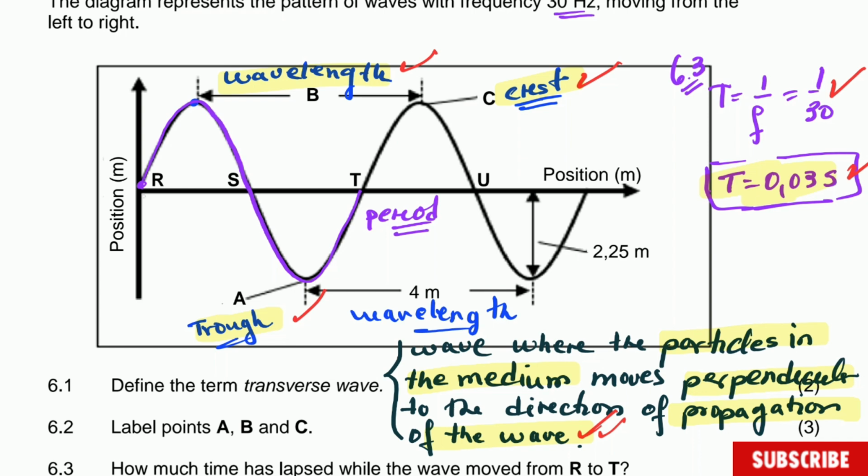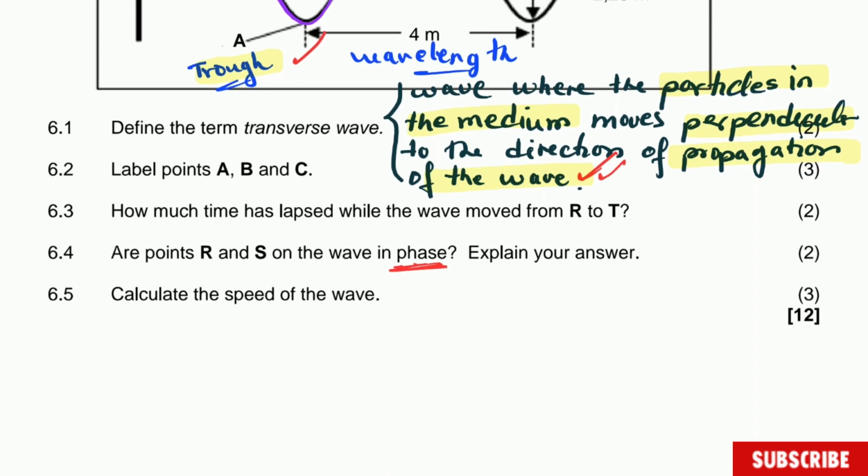No, R and S are not in phase. R and S are not in phase. R and T will be in phase, and S and U. But R and S are not in phase. Be careful with that one there. So let's answer here, 6.4. All you have to say is no, they are not in phase.